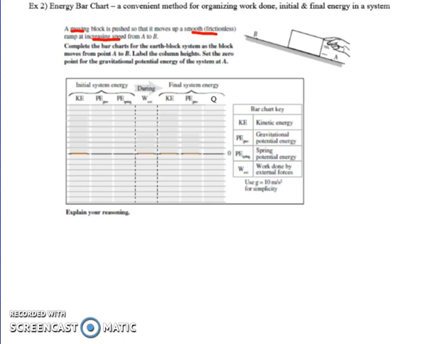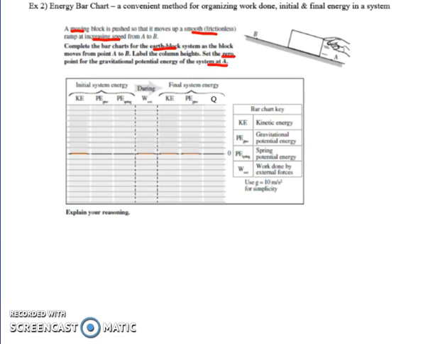And we're going to complete this bar chart in a second, but here's what we want to be careful of. It says the Earth-block system, so remember, potential energy really occurs between the Earth and the block. That's gravitational, not just in the block. It moves from A to B, and it says the height of 0 is when we're at position A.